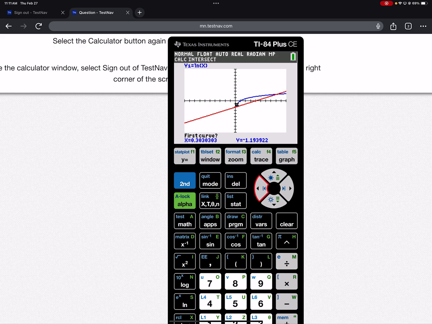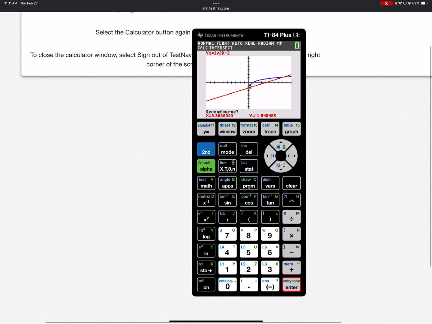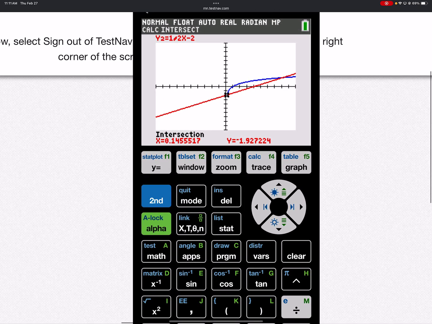That'll be your A. And it's really important you guys find this one first, because don't we want to do it from A to B? You guys follow me? So as long as the cursor is close by, first curve blue, yes, so hit enter. Second curve, the red graph, yes, hit enter. Guess, yes, hit enter. And then boom. This is my A value.